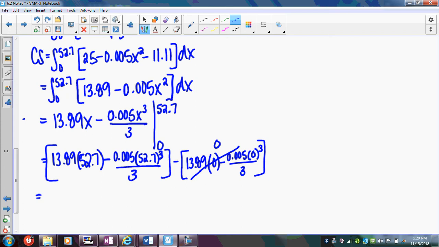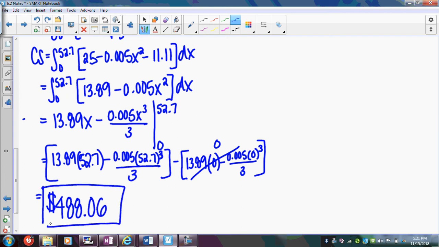So then when I actually go ahead and subtract these, and I multiply by the 52.7, plug in, subtract, I end up with $488.06. And again, this is an approximate because I rounded. But that's really what we're looking for. So that's the consumer surplus. That's the additional amount of money that consumers were willing to spend but didn't have to spend.